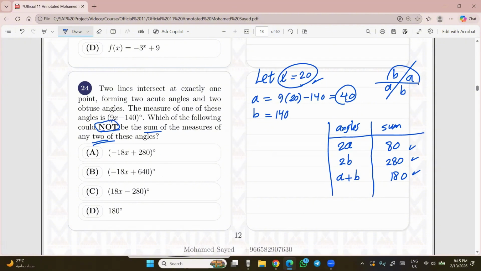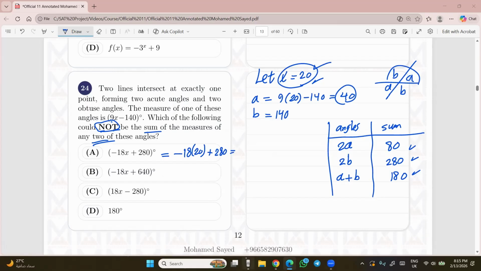So let's now check the answers. Also replace x by 20. So negative 18 times 20 plus 280. You use the calculator to get this.